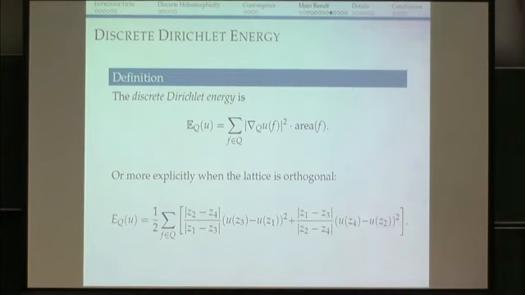And then the discrete Dirichlet energy is just the sum of the squares of all these gradients times the area of your faces, summed over all the faces.